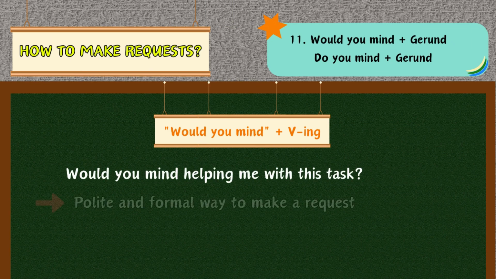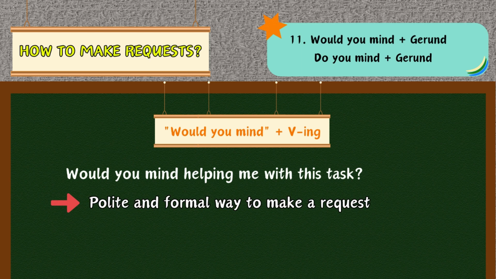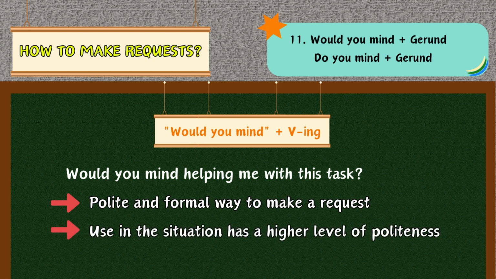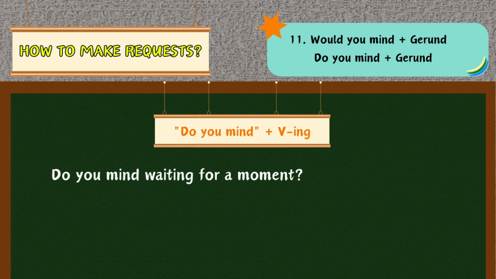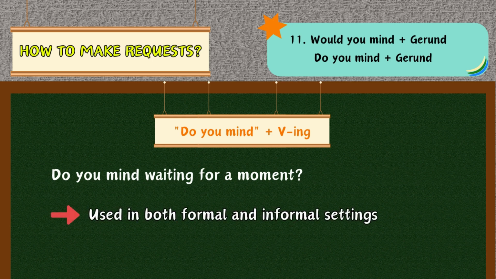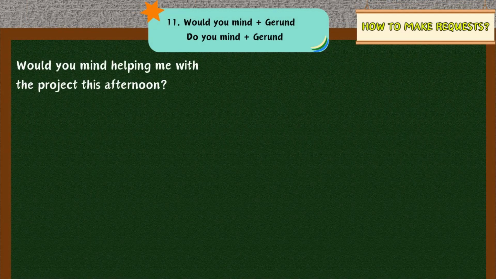Would you mind is a polite and formal way to make a request. It is often used in situations where a higher level of politeness is desired. Do you mind plus gerund. Example: do you mind waiting for a moment? Usage: do you mind is another polite way to make requests, and it is commonly used in both formal and informal settings. Example: would you mind helping me with the project this afternoon?